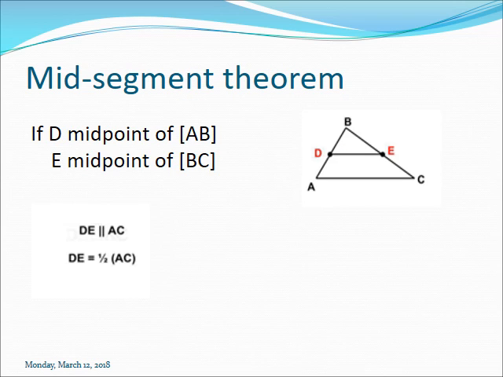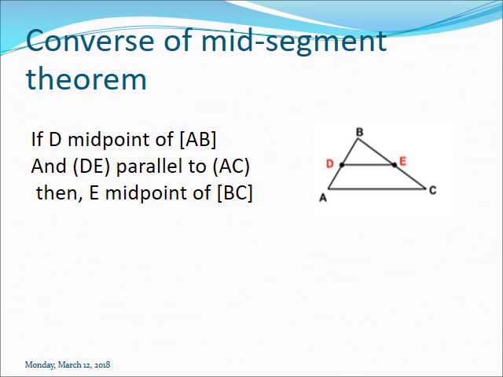Mid-segment theorem. If D is the midpoint of AB, and E is the midpoint of BC, then DE is parallel to AC and DE equals half AC. Converse of the mid-segment theorem. If D is the midpoint of AB, and DE is parallel to AC, then E is the midpoint of BC.